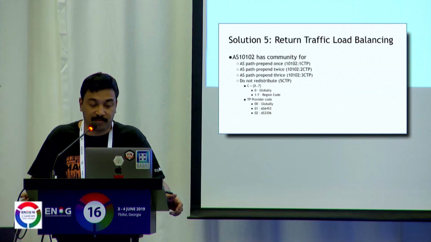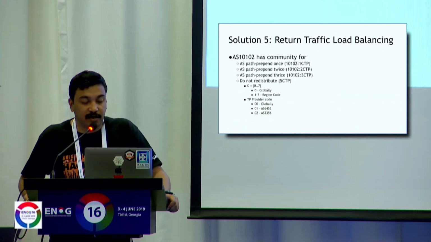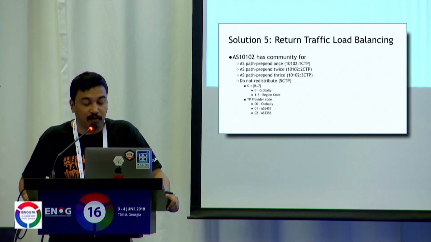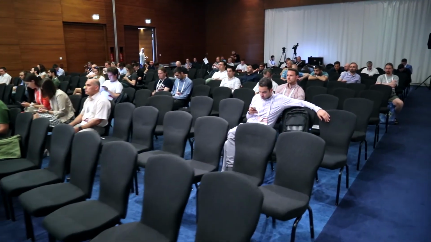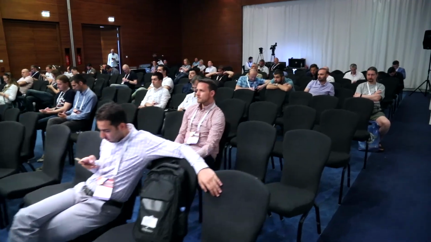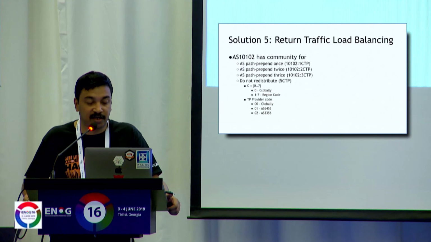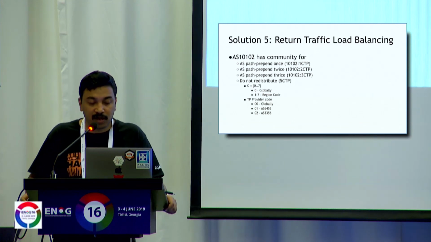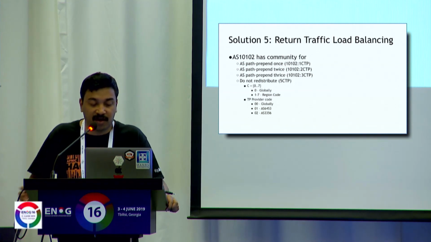So AS10102 has defined a community for path prepending once, then path prepending twice or thrice. And we have also defined a community for not redistributing the routes, or using no export. What this stands for is actually a BGP action community. The BGP action community will be limited to within four numeric digits or so, like we have configured 1CTP, 2CTP, 3CTP, and 5CTP.